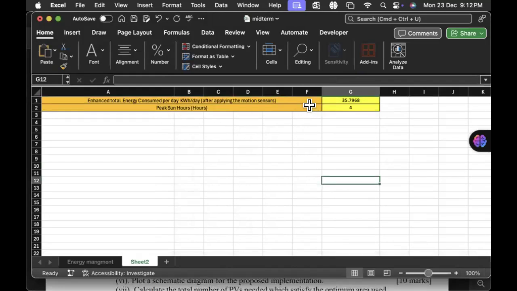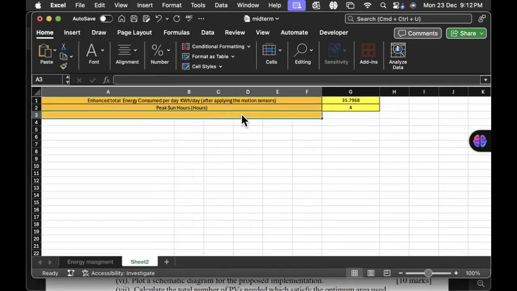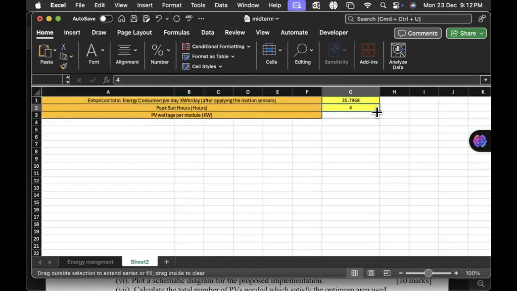And considering our PV model, the wattage per module, here I will make the unit kilowatt just to unify kilowatt everywhere, because the energy is given in kilowatt hour. So to make everything in kilowatt, it's better to make it here in kilowatt, and then this 260 watt will be turned to 0.26 kilowatt, as you can see in this example.